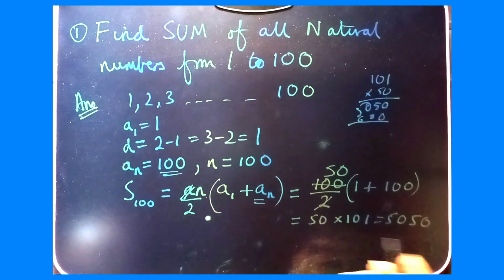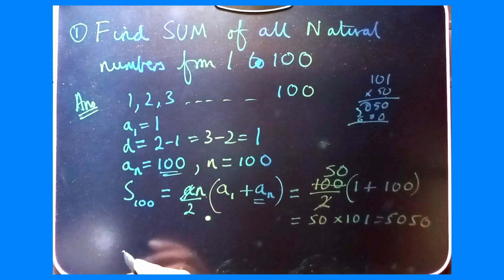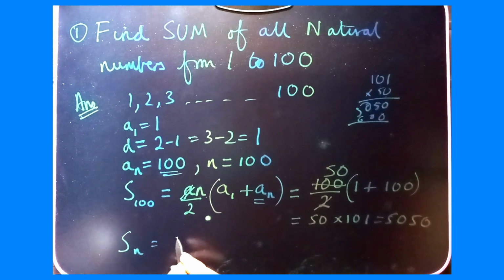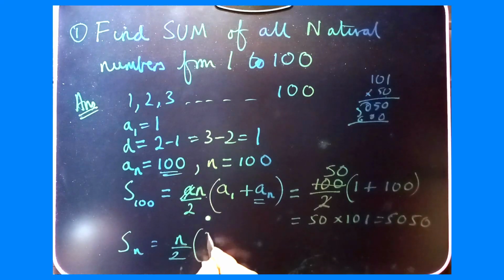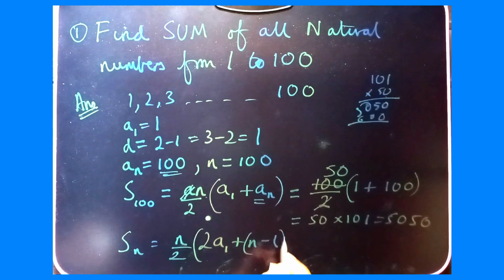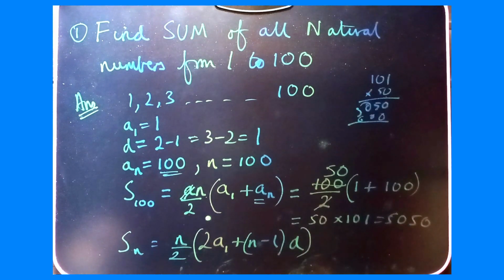Okay, very good. You could have used another equation as well. The other equation was Sn equals n by 2 times, 2 times the first term plus n minus 1 times the difference. This you can do in your homework and put the answer in the comment section. I will check the answer and revert back to you.